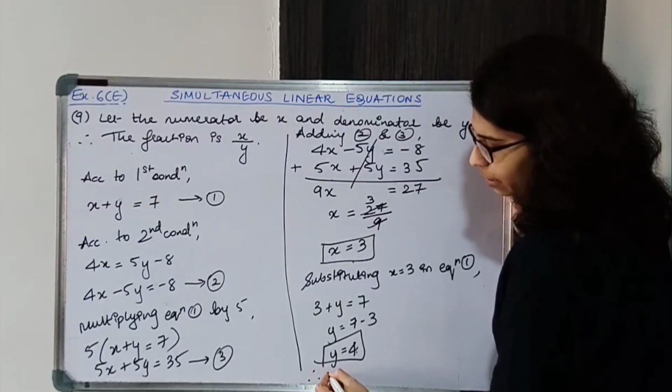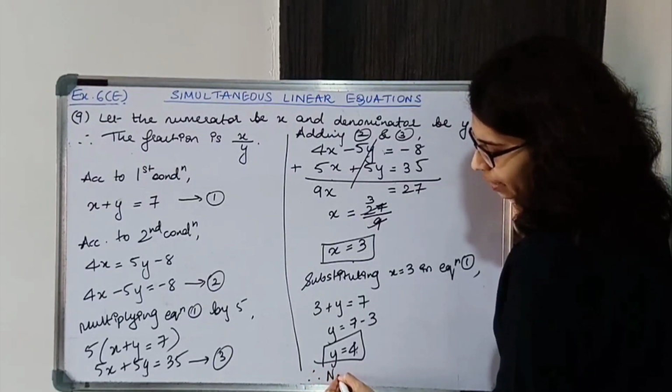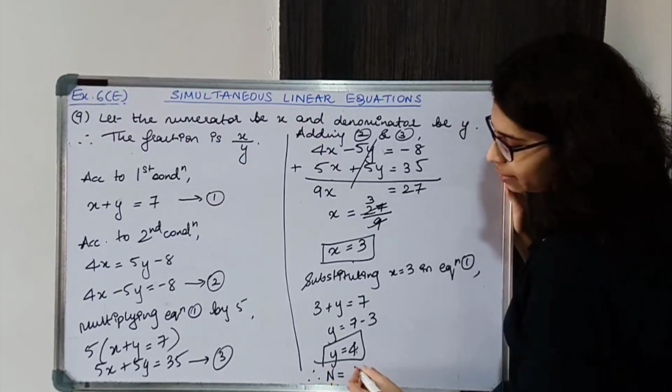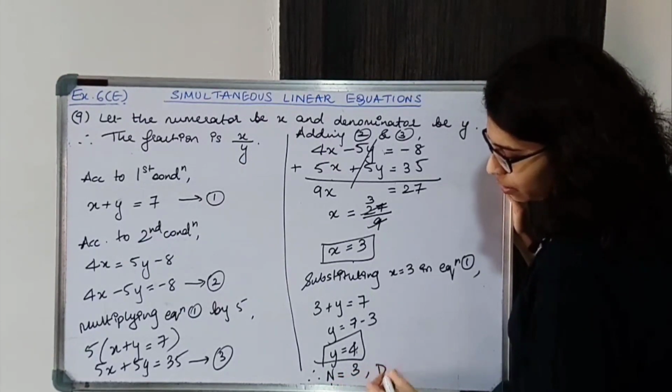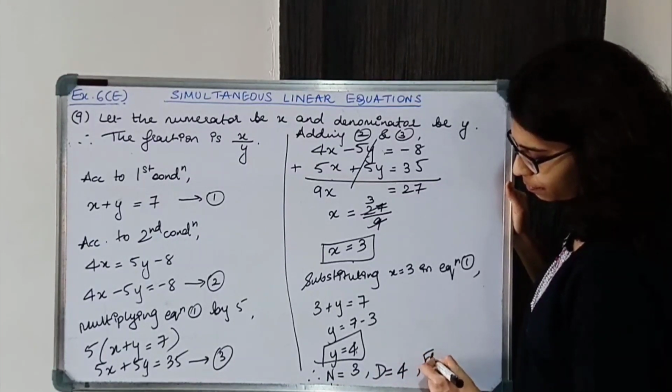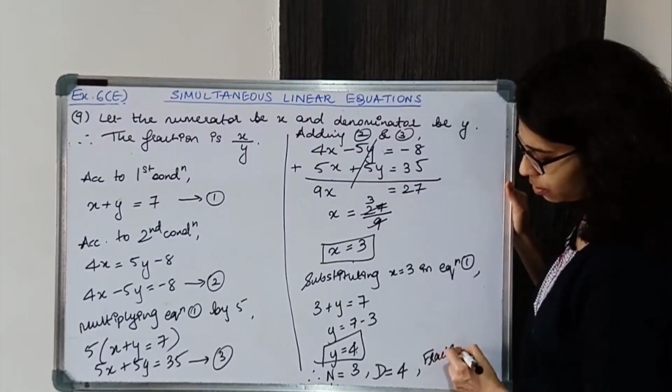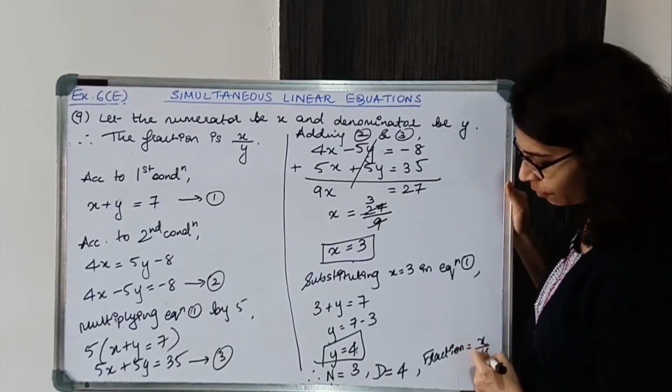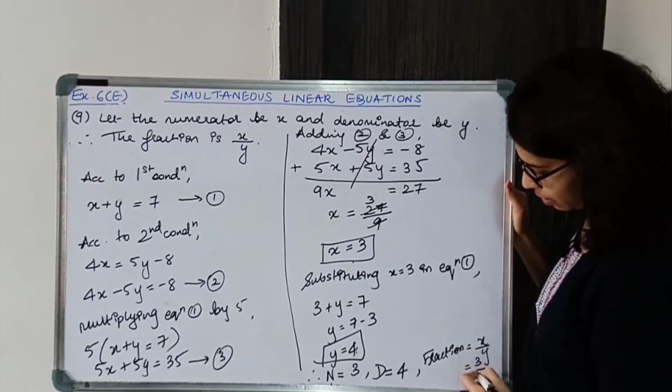Therefore you need to write down numerator, write the entire word. Numerator is equal to 3, denominator is equal to 4. तो fraction क्या हो जाएगा? Fraction is equal to x upon y, that is 3 upon 4.